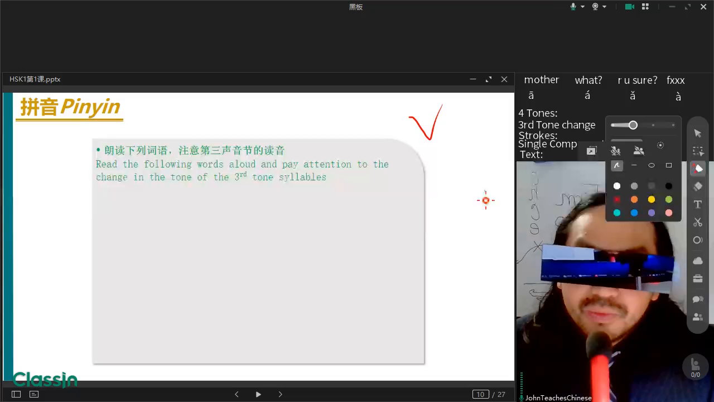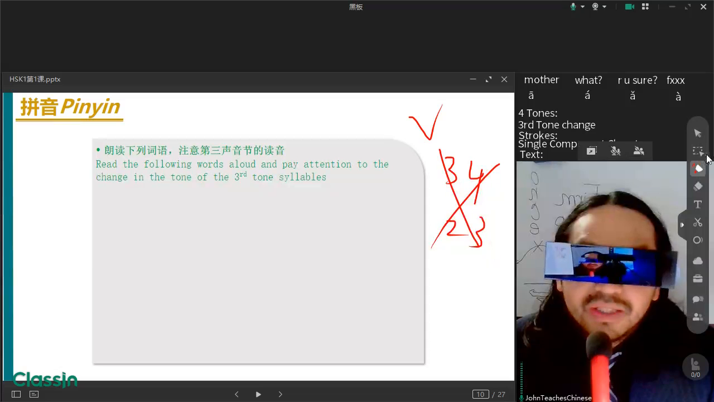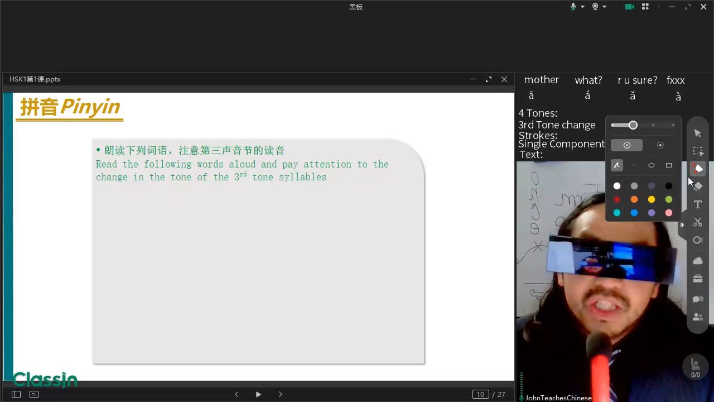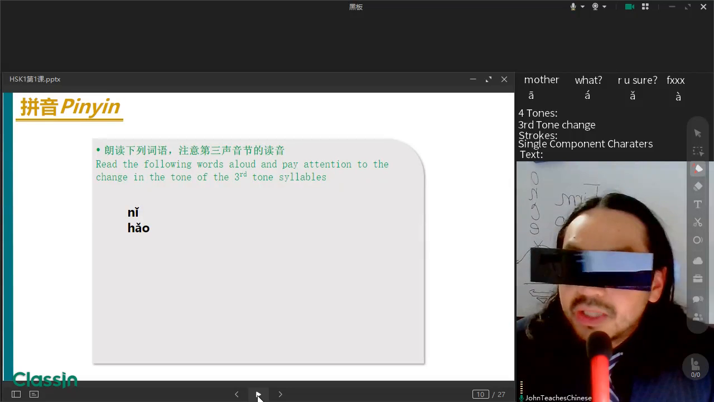3-4 or 2-3, you do not change any of it. Only 3-3, you change the first 3. Okay, we see some examples.